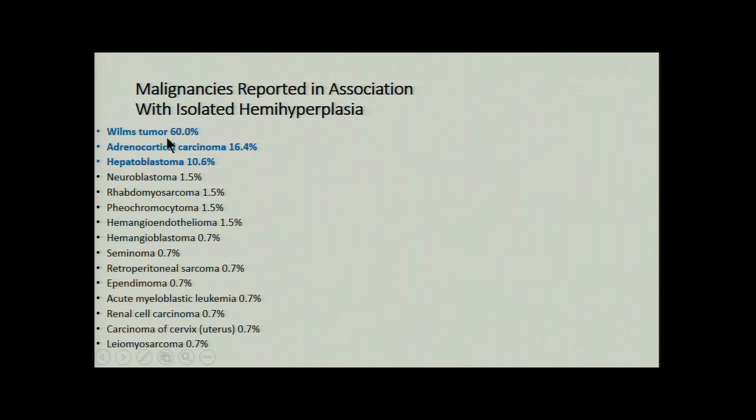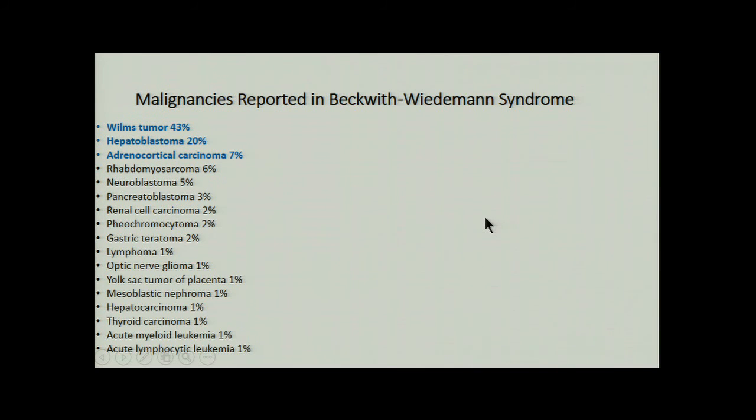The most common ones are Wilms tumor in 60% of the time, adrenocortical carcinoma, and hepatoblastoma. And there's also a number of others that we tend to screen for and that are much rarer. And if you notice, if you look at the malignancies that are associated with Beckwith-Wiedemann, they're very similar. So in Beckwith-Wiedemann, the most common ones are Wilms tumor, hepatoblastoma, adrenocortical carcinoma, and it's because, again, the genetic basis of that leg length difference, when it's isolated, is usually similar to that of Beckwith-Wiedemann.